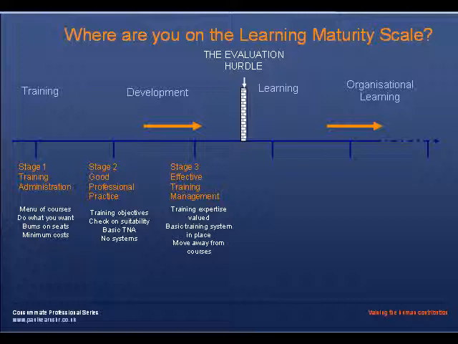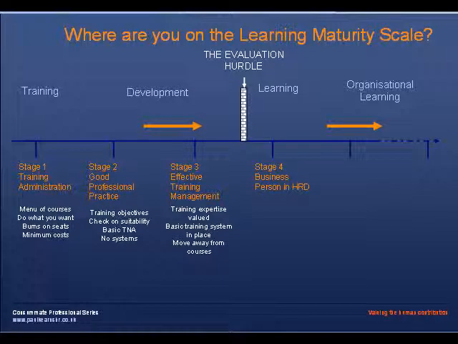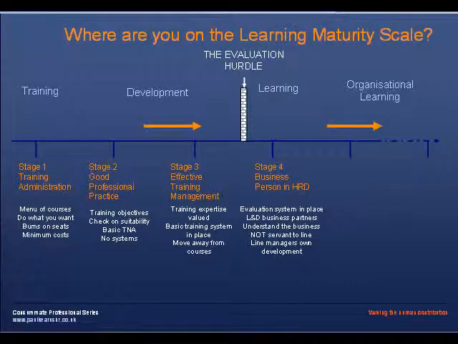It has to move to a much more sophisticated approach which accepts that learning is the name of the game, and so it needs in place a stage 4 type business person who works in human resource development. We might call them business partners or learning and development business partners, and they will make sure there's an evaluation system in place, and all learning goes through this system to check that what people are trying to learn is actually aligned with what the organisation needs to know.